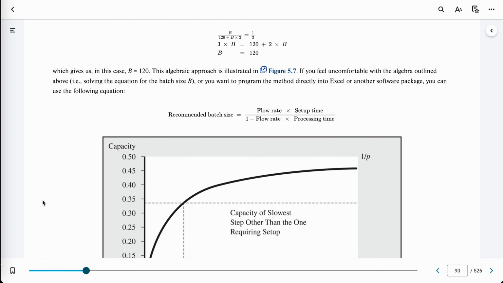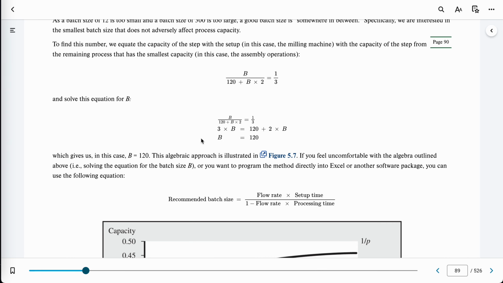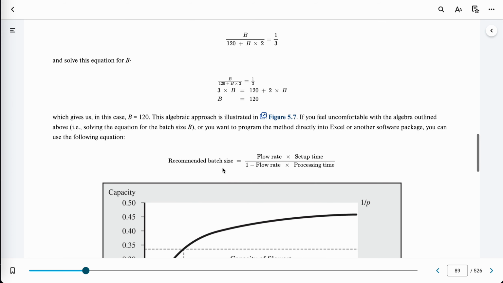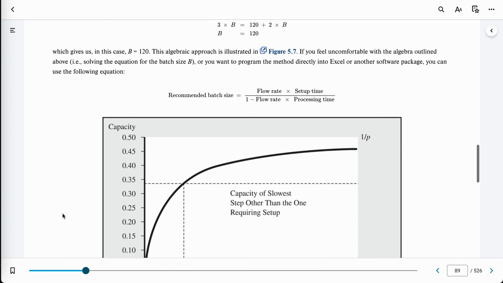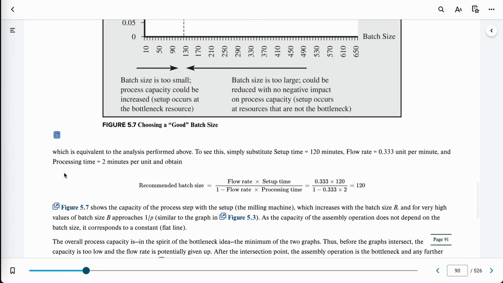So with this, how do you calculate the recommended batch size? If you cross multiply this and everything, this is what the formula comes down to. It will be flow rate times setup time divided by 1 minus the flow rate times the processing time, right? So this is the recommended batch size formula. It's the general formula for it. Again, these numbers are not difficult to calculate, right? So that's the basic idea here.